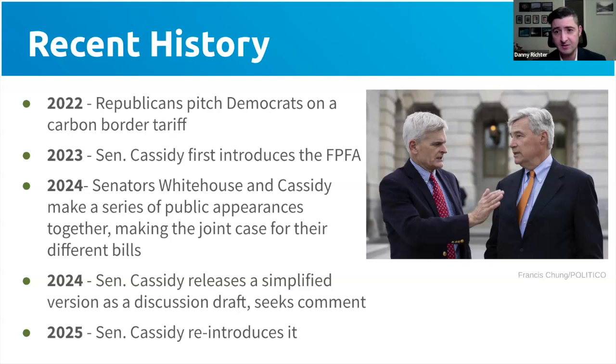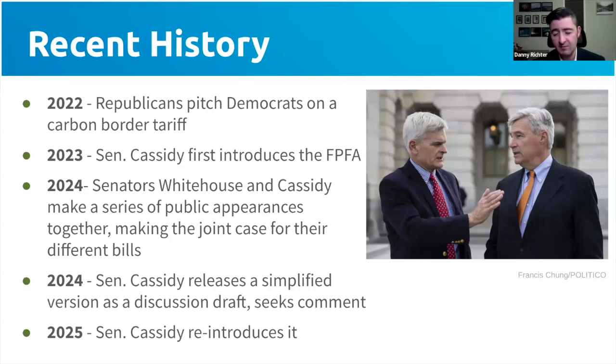Senator Cassidy was one of those Republicans, and he first introduced the earlier version of the Foreign Pollution Fee Act in 2023. In 2024, you have Senators Whitehouse and Cassidy, and in the picture, Senator Cassidy is on the left, Senator Whitehouse is on the right. But Senators Whitehouse and Cassidy made a series of public appearances together, making the joint case for their different bills. And this has always been really interesting to watch.